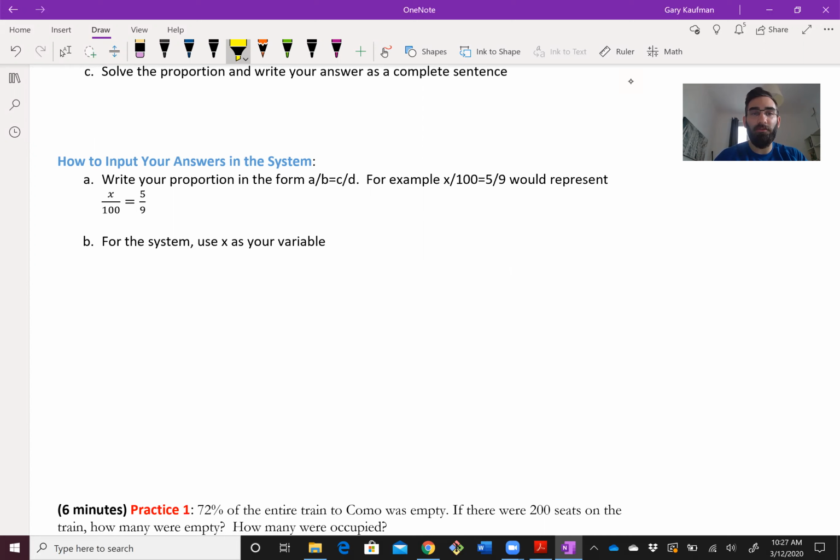So if we have a proportion, say A over B equals C over D. For example, here's my example, X over 100 equals 5 over 9. That's the same thing as that. So that's how you're going to input the symbols. Now use X as your variable. In the future, you can use any variable. It's just for the system, since I can't put every single option.